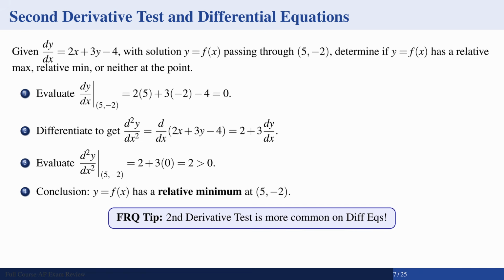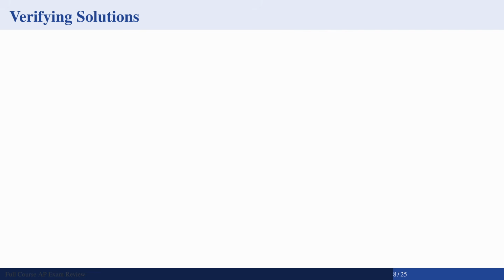It's like the main place that I find myself using it. Verifying solutions is a topic that I hate on the AP exam. Not because it's hard, it's not. It's just that it shows up in multiple choice and you basically just have to do the problem like 4 times. You have to take option A and see if you can plug it in. Take option B, plug it in. I don't really think there's a better way to do them, unfortunately.